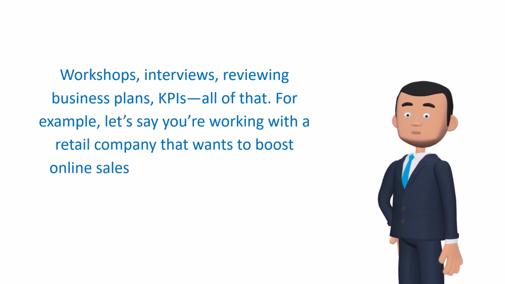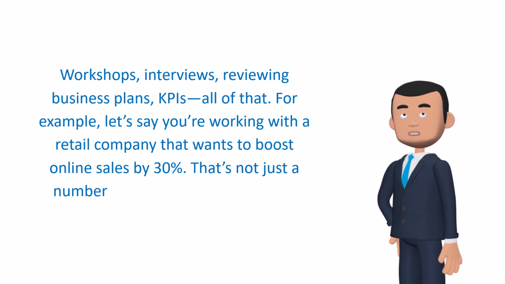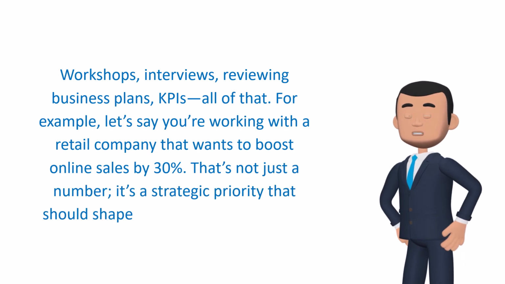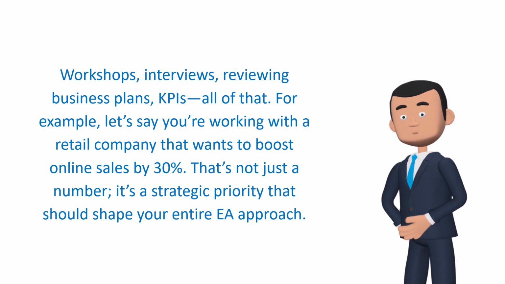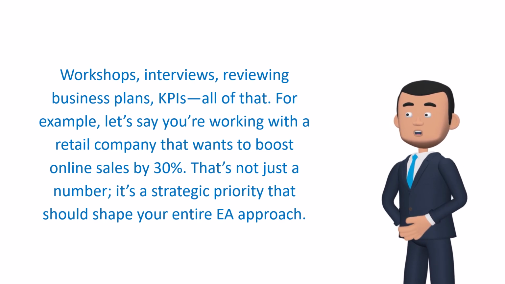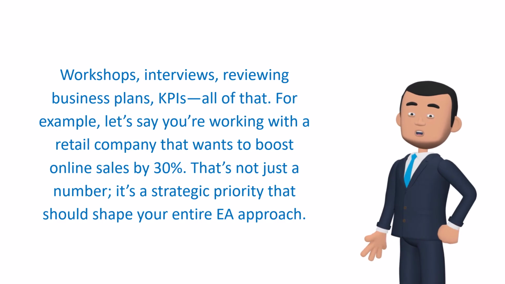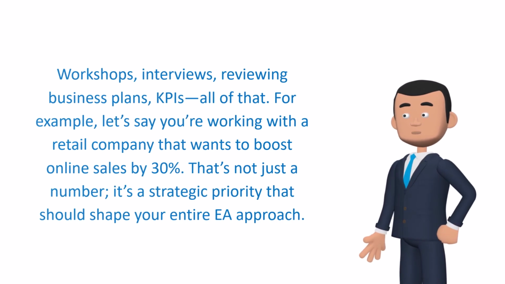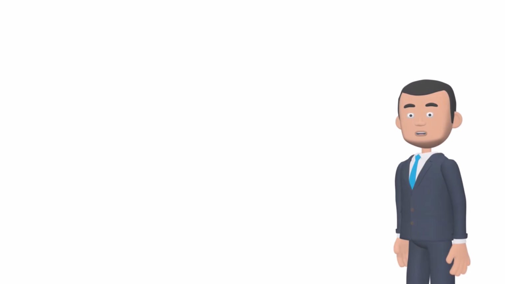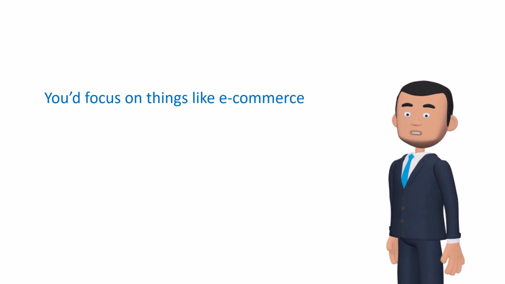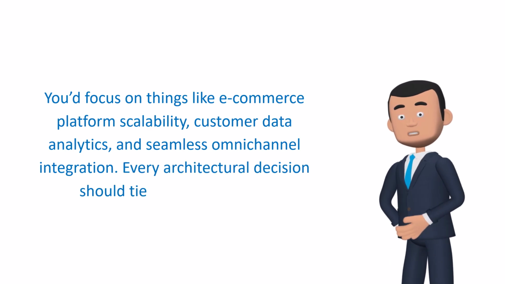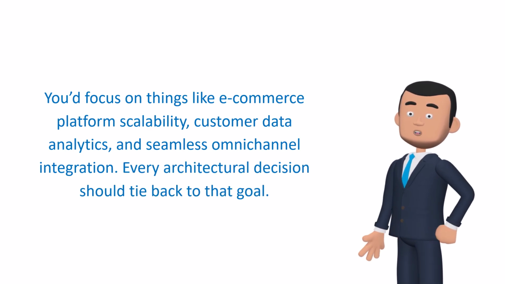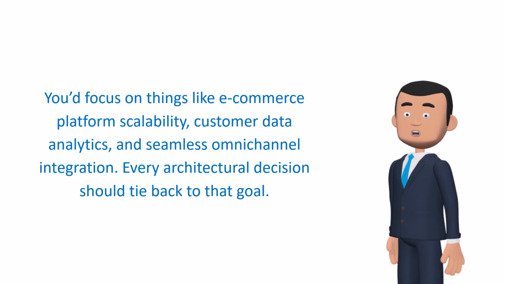For example, let's say you're working with a retail company that wants to boost online sales by 30%. That's not just a number. It's a strategic priority that should shape your entire EA approach. You'd focus on things like e-commerce platform scalability, customer data analytics, and seamless omni-channel integration. Every architectural decision should tie back to that goal.